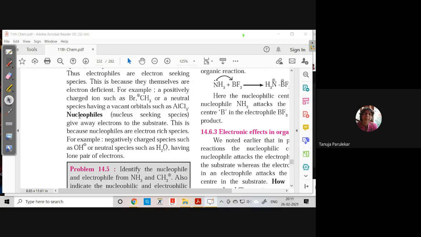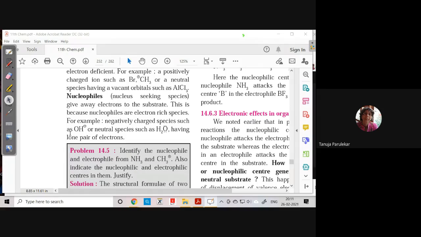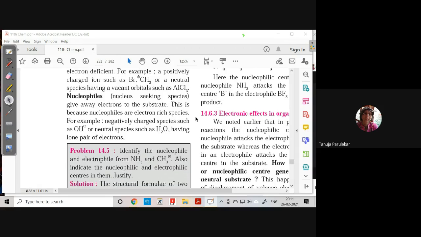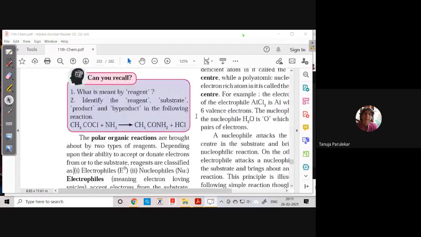Now these are the ones which have electrons with them, they want to give it. This is because nucleophiles are electron rich species. For example, negatively charged species such as OH minus. See, OH minus, ह्यांच्यावरती direct charge, or even neutral species such as water, it has got a lone pair of electrons. Here you can see the lone pair of electrons. Fine. So let me just complete this.